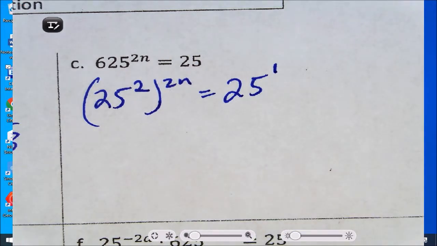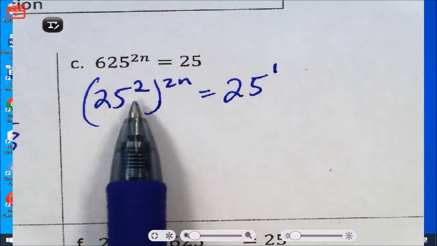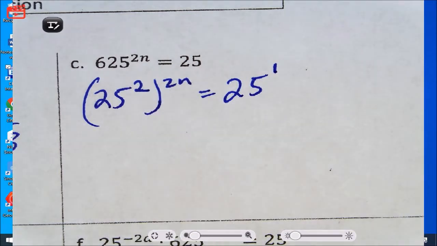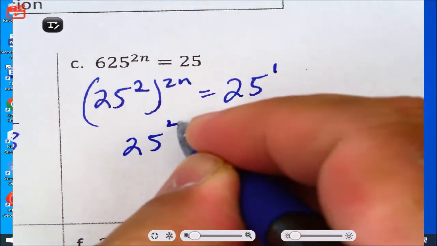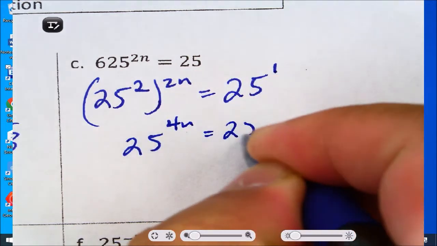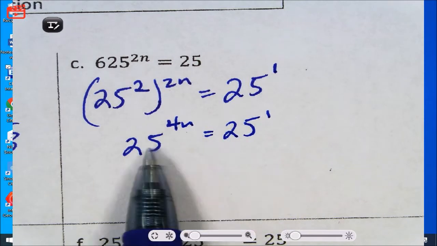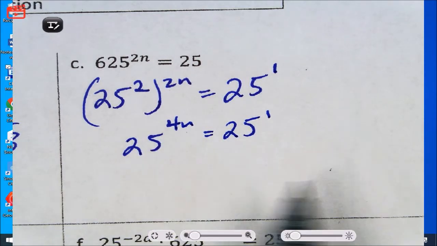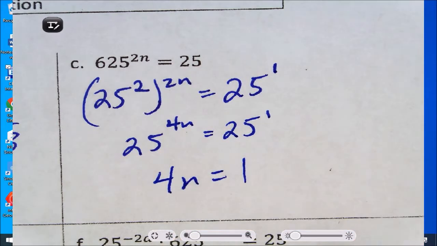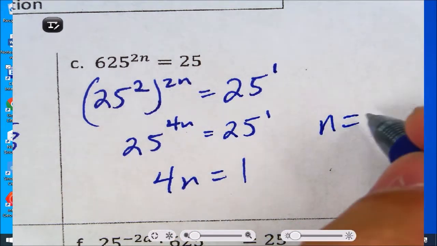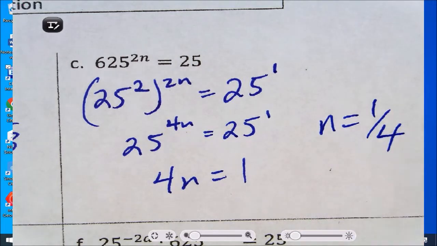Remember, if you don't see an exponent, the exponent is 1. It's that invisible 1. Now, what happens to the 2 and the 2n up here? They multiply. So 2 times 2 is 4, so it's 4n. Okay, so now they're both written in the base with the exponent form. So that means you can ignore the bases and just look at the exponents. So what's the answer? 1 over 4. Final answer, 1 over 4.